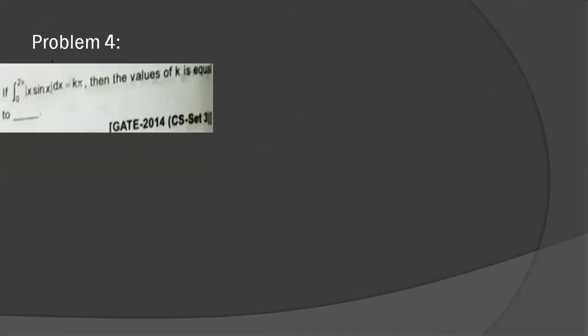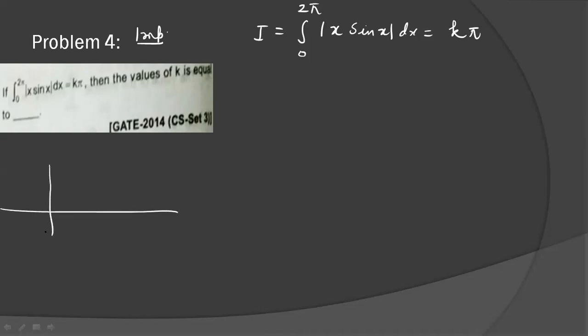If we see the fourth problem, this is an important problem. Integration from 0 to 2 pi of mod x into sine x dx equals k into pi. What is the value of k? If you see in this given domain 0 to 2 pi, the graph of sine x looks like this. If you break mod sine x, the breaking is like this.